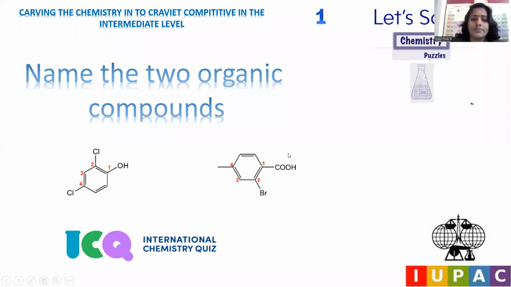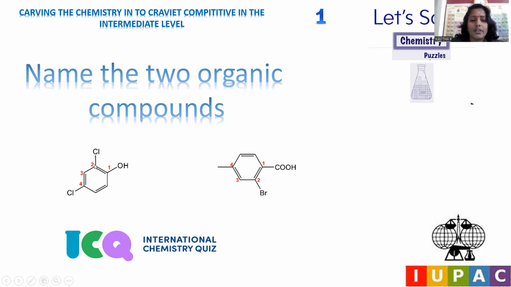Question number 1. First of all, we are going with the IUPAC nomenclature question. Name the 2 organic compounds given below as per the IUPAC nomenclature, right? Here, one of the compounds is given as a 6-membered ring with 3 substituents. The second compound is also a benzene ring with 3 substituents, and numbering is also provided to you: 1, 2, 3, 4, right?